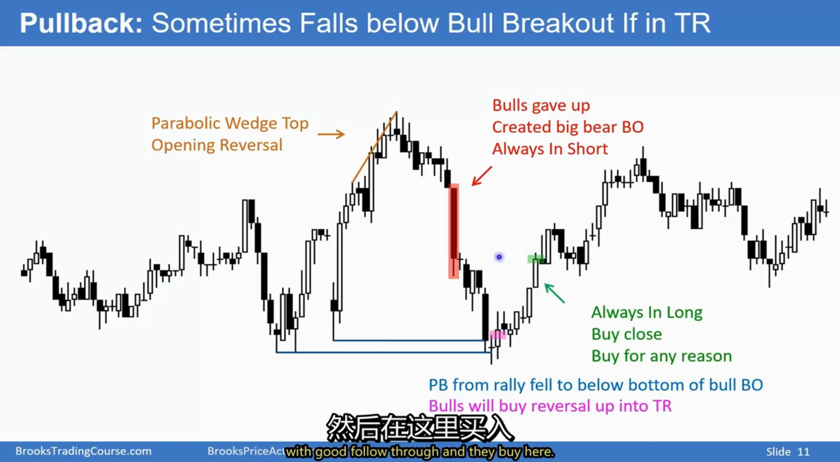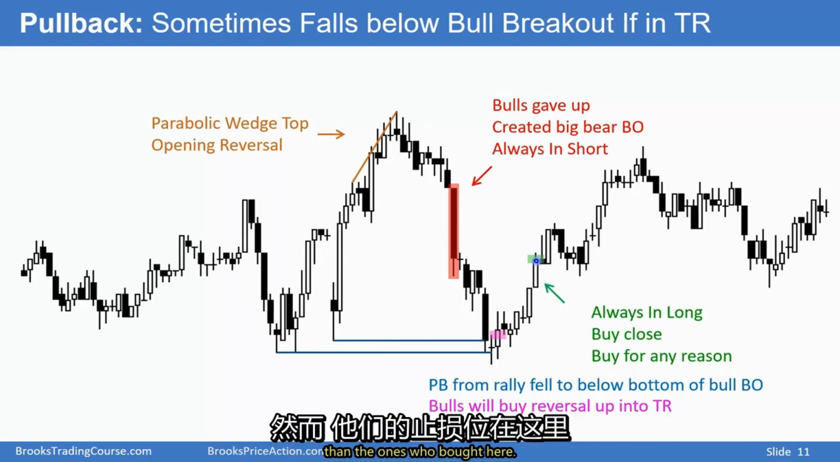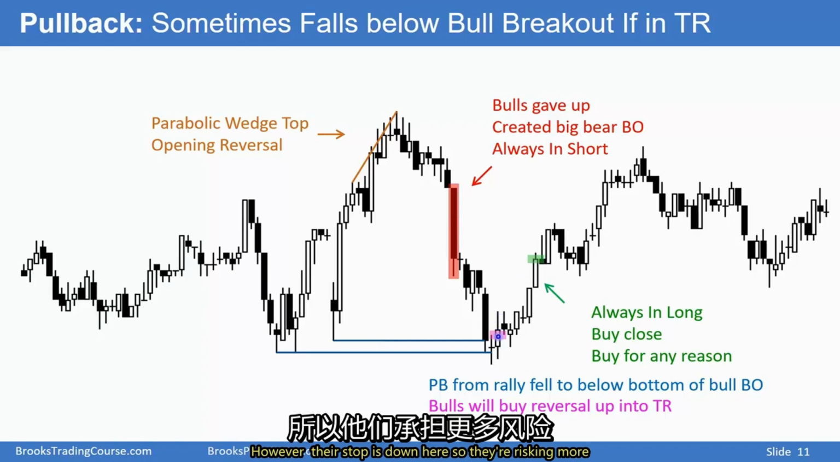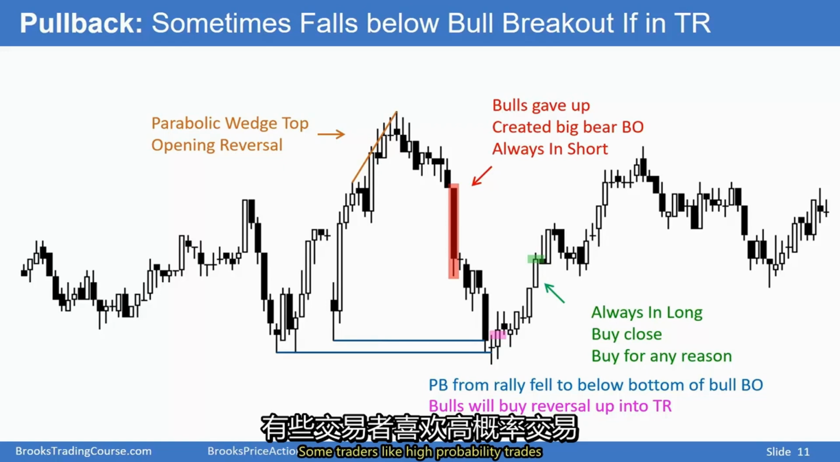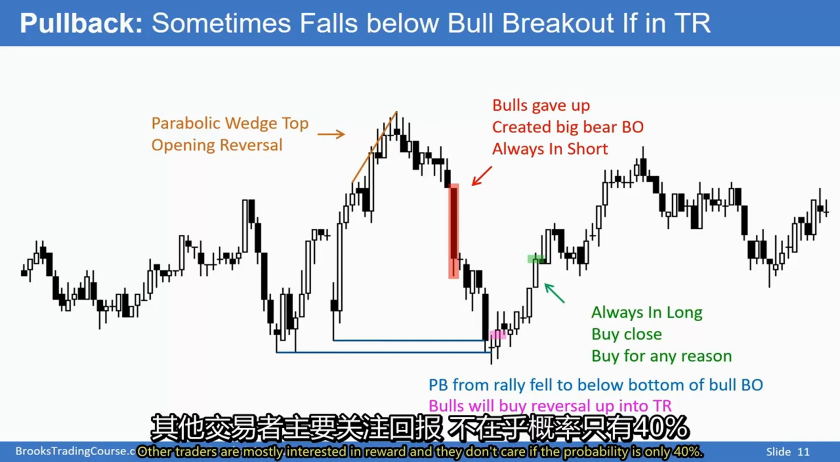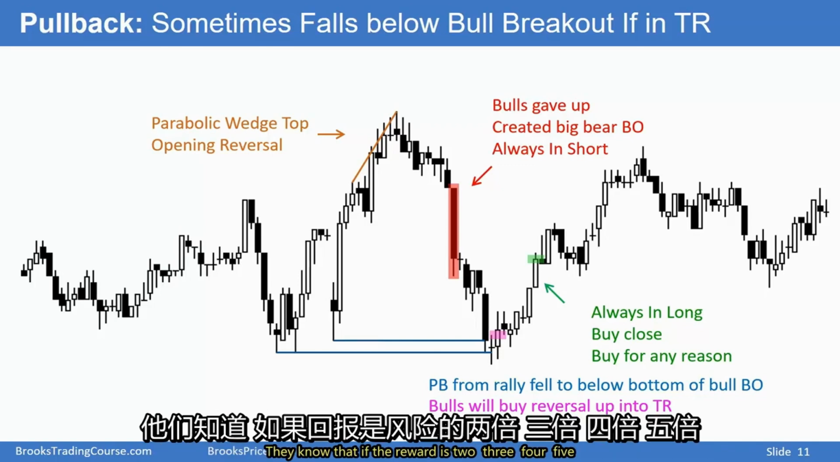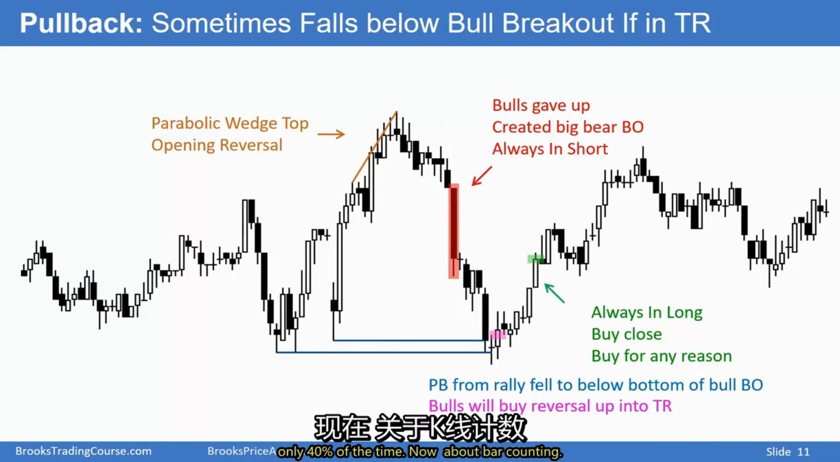Traders who want higher probability wait for a strong breakout with good follow-through, and they buy here. So the traders buying here have a better chance of making money than the ones who bought here. However, their stop is down here. So they're risking more, but they're trading off risk reward to get high probability. And traders do that all the time. Some traders like high probability trades, and they have to accept worse risk reward. Other traders are mostly interested in reward, and they don't care if the probability is only 40%. They know that if the reward is 2, 3, 4, 5 times bigger than the risk, they will make money even if they win only 40% of the time.